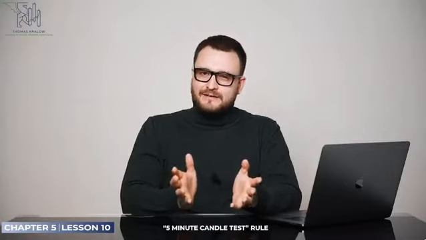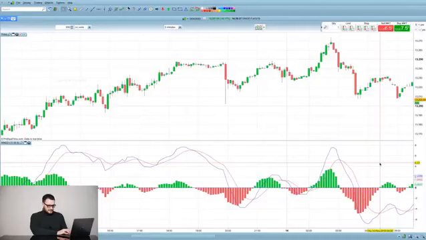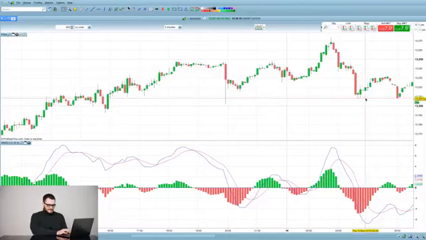The 5-minute candle test rule is also an important rule, just like all other rules in this learning program. So what is the 5-candle test rule? Make a note that this rule is primarily designed for just the indicator trading, so it's relevant only to the indicator trading. So here we can see a nice divergency.